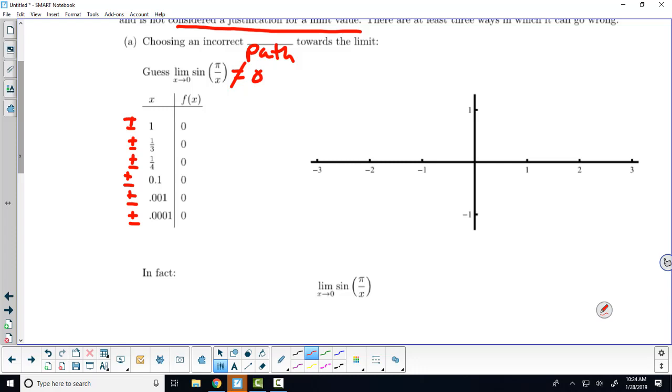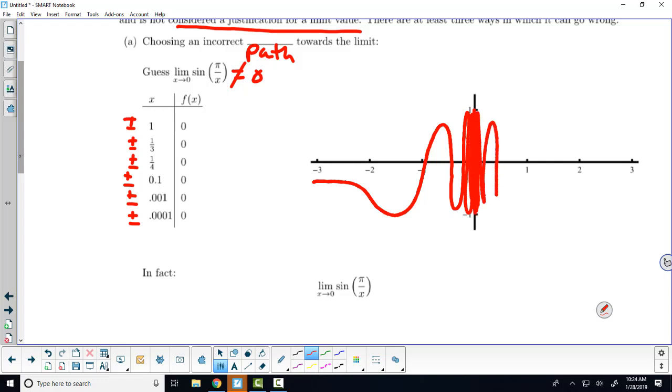Again, what I'm showing you is where this table method can go wrong. It turns out if you looked at the graph of this function, the graph looks something like this. Forgive me, I can't really draw it. And what's happening at 0? It is oscillating so rapidly that it never approaches some fixed number there. The closer it gets to 0, the more rapidly it oscillates.